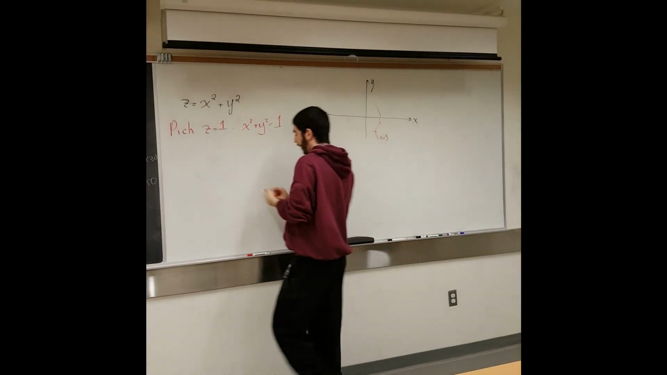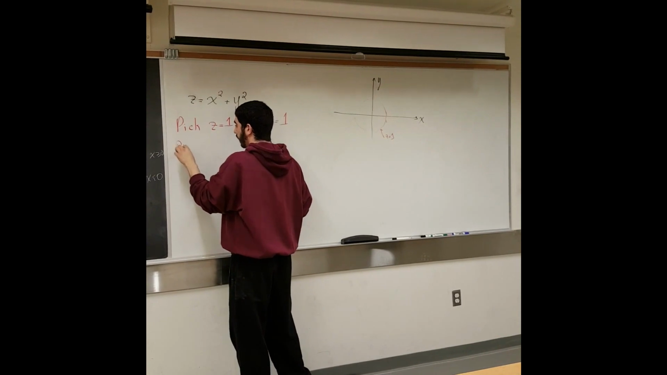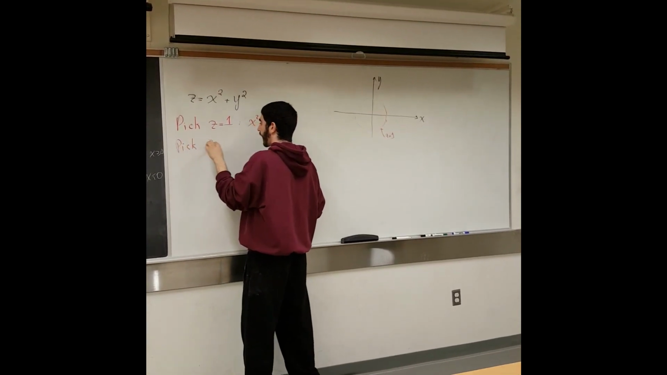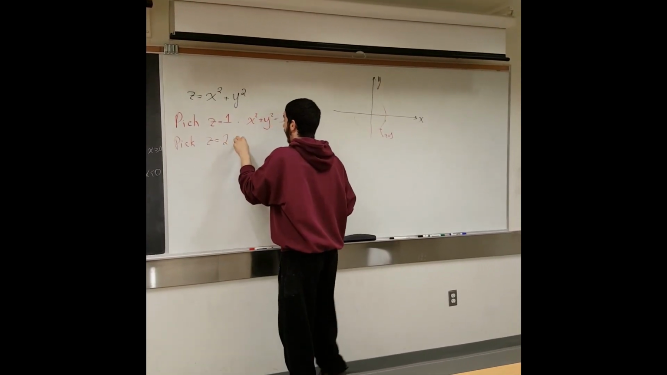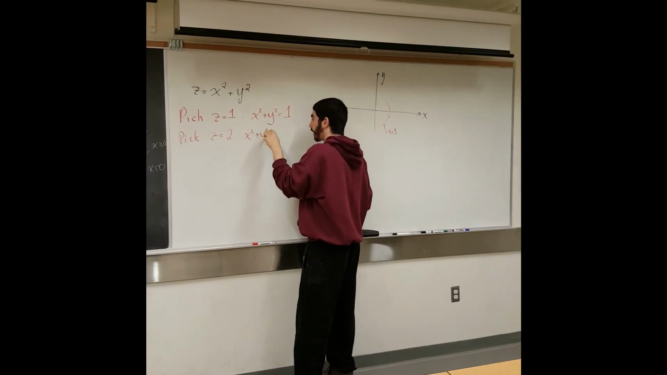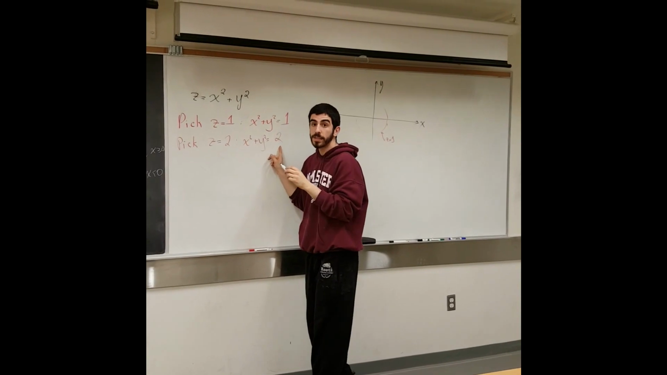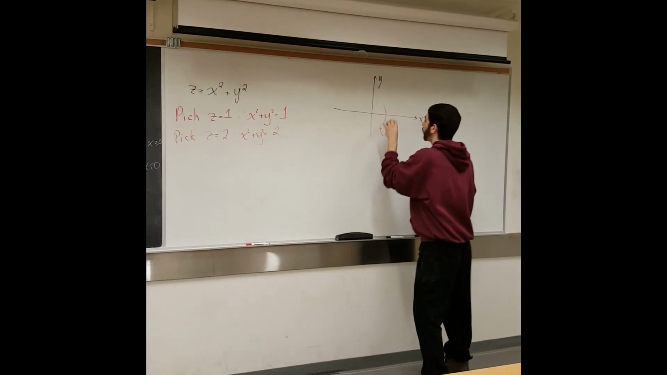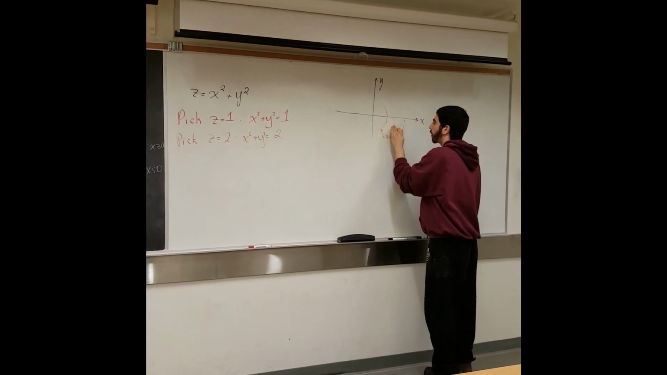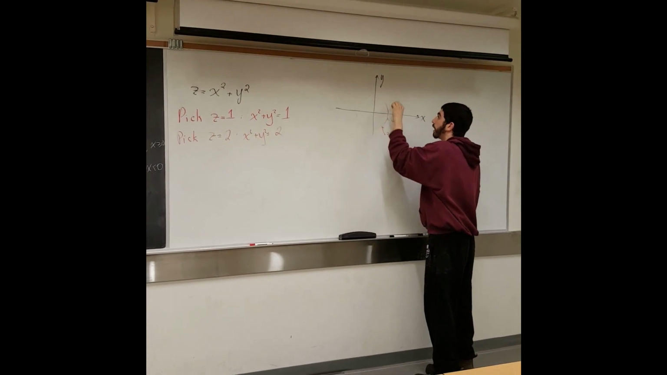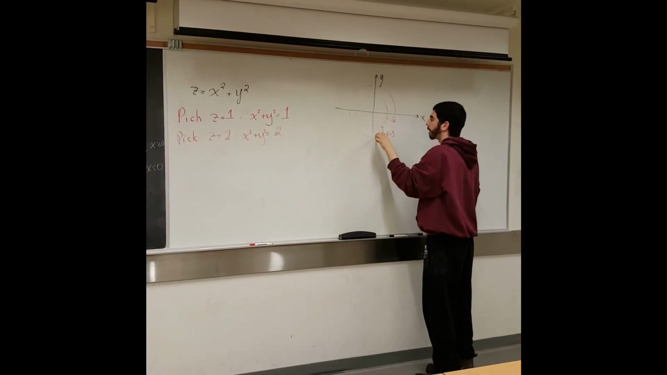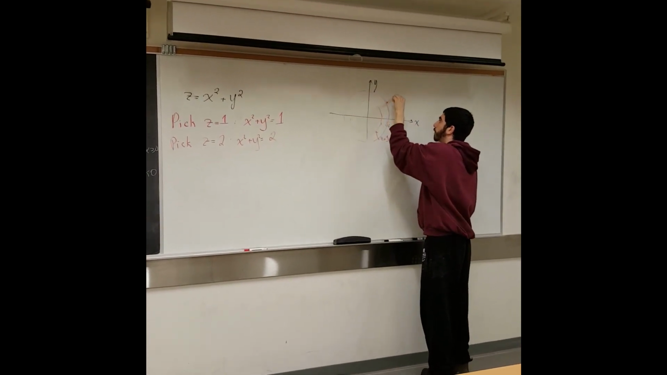Next, let's pick another one. Let's do the same thing we did before. Pick z equal to 2. We get x squared plus y squared is equal to 2. That's a circle of radius square root of 2, which is about 1.4. So here's 1.4, the square root of 2. So here is the contour line for z equals 2.